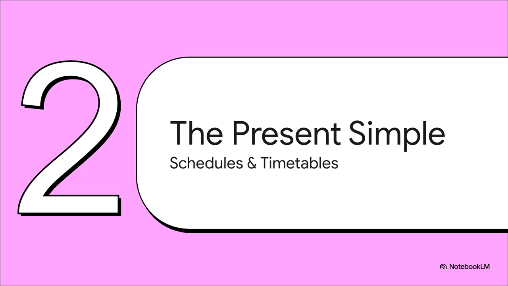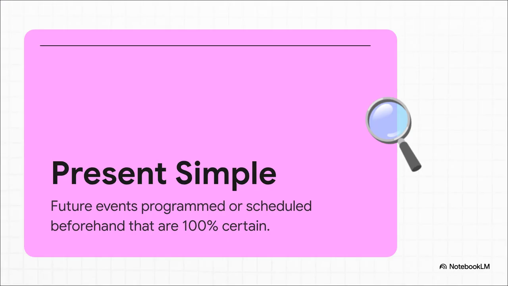Section 2. Schedules. The present simple. Okay, so when you know about the future because it's a fixed fact, you normally use the present simple. Think of this as the out-of-your-control tense. We use this form for timetables, calendars, and schedules that are programmed beforehand and are basically 100% certain. Because it's so incredibly certain, the language treats it as a present reality, even though it hasn't actually happened yet.